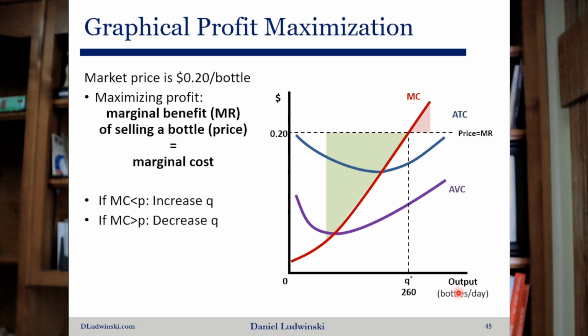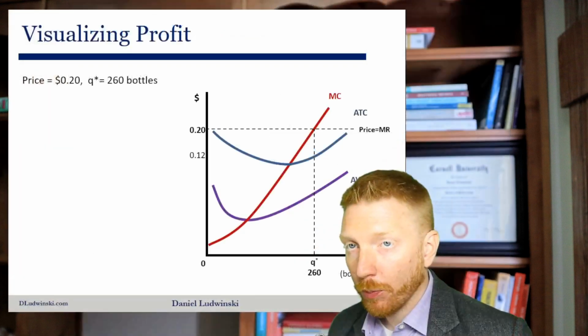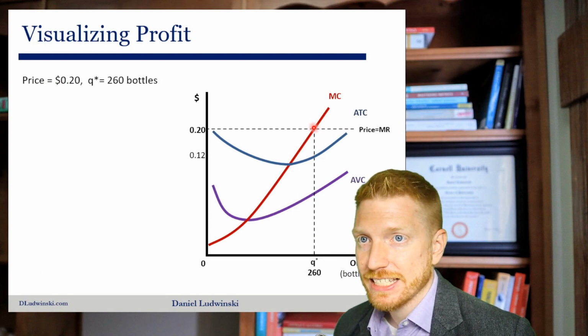And so that leads us to the rule that we're maximizing where marginal cost equals marginal benefit, or marginal revenue, and marginal revenue is price. So in order to maximize, we need to find that point where price equals marginal cost. So now we've found where our profit is maximized.